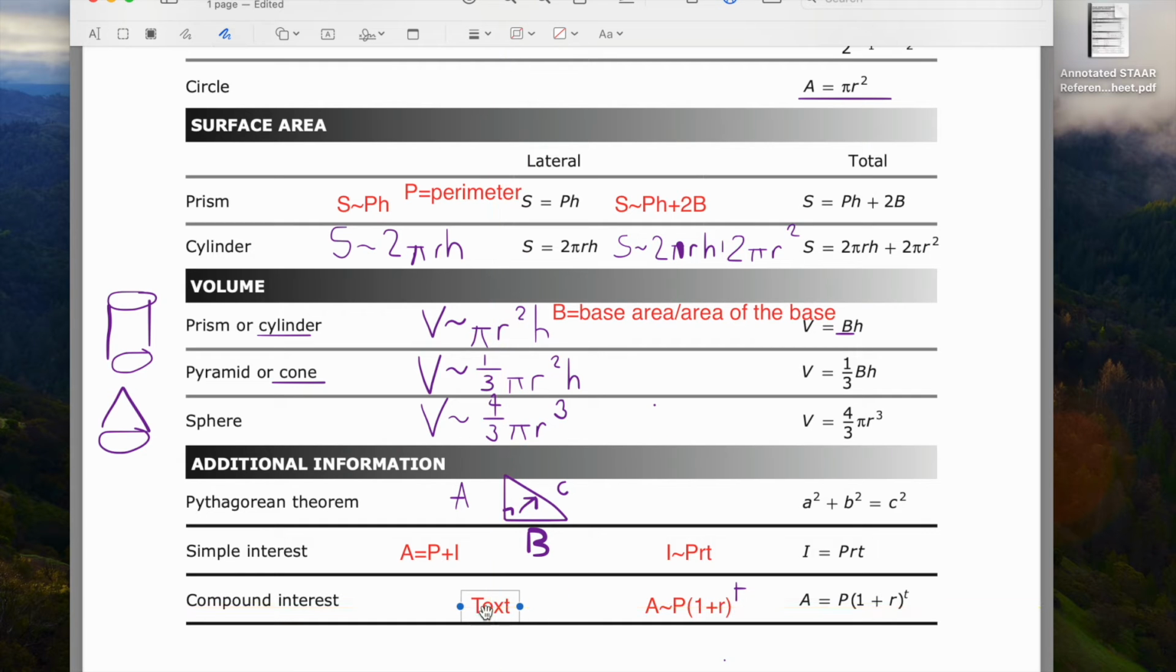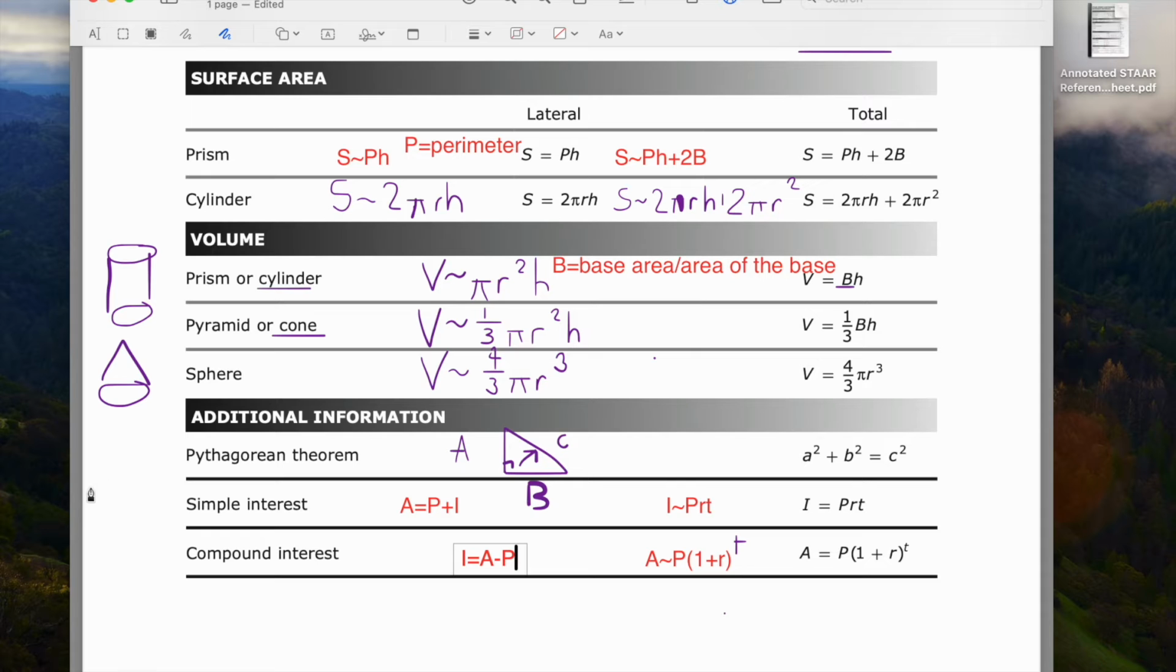Okay, then there's sometimes compound interest problems that are going to ask us to find the interest. So this is the opposite of finding the amount, right? So instead of adding, we're going to do the opposite, which is subtracting. So we're actually going to subtract the total amount minus the principal. And I should have done this earlier in retrospect, but I'm going to list out what each of the letters mean.